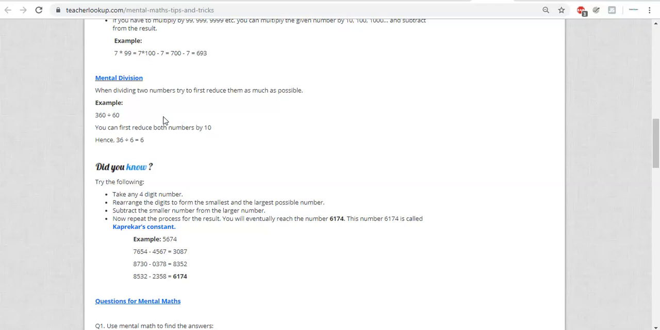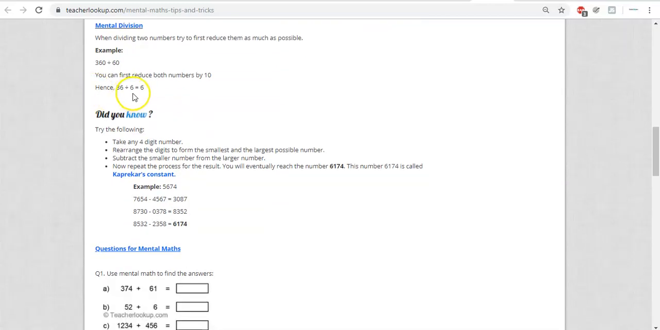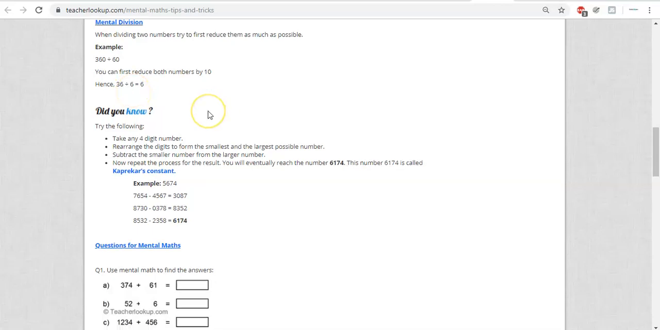And mental division. So when dividing two numbers, try to first reduce them as much as possible. For example, 360 divided by 60. You can first reduce both numbers by 10 and then just do 36 divided by 6, which, if you know our times table, we'll be able to say it's 6.